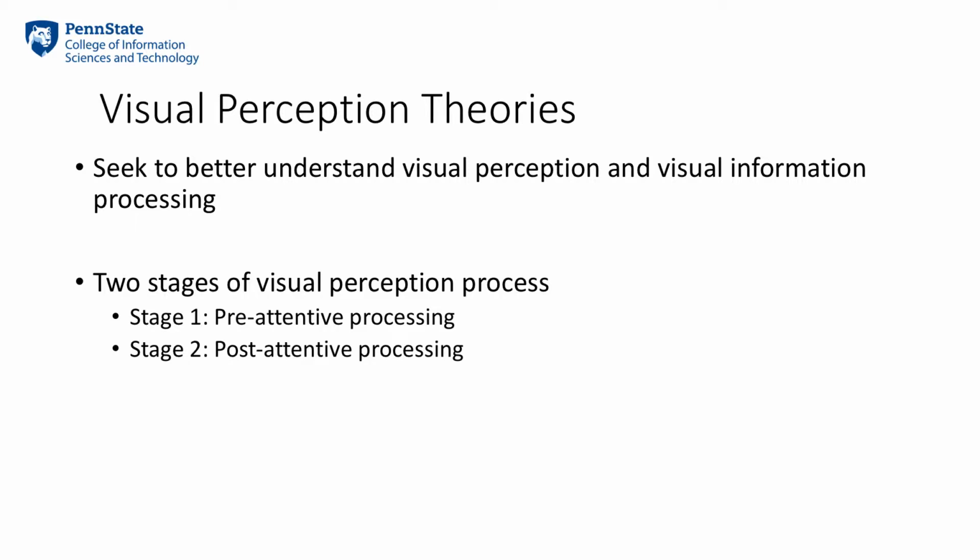There are so many theories trying to explain how the human visual system works, and we're going to introduce one of the most important theories, which is called the two-stage model of information processing in visual perception. This theory differentiates two stages. Stage 1, we call it pre-attentive processing, and stage 2, we call it post-attentive processing.